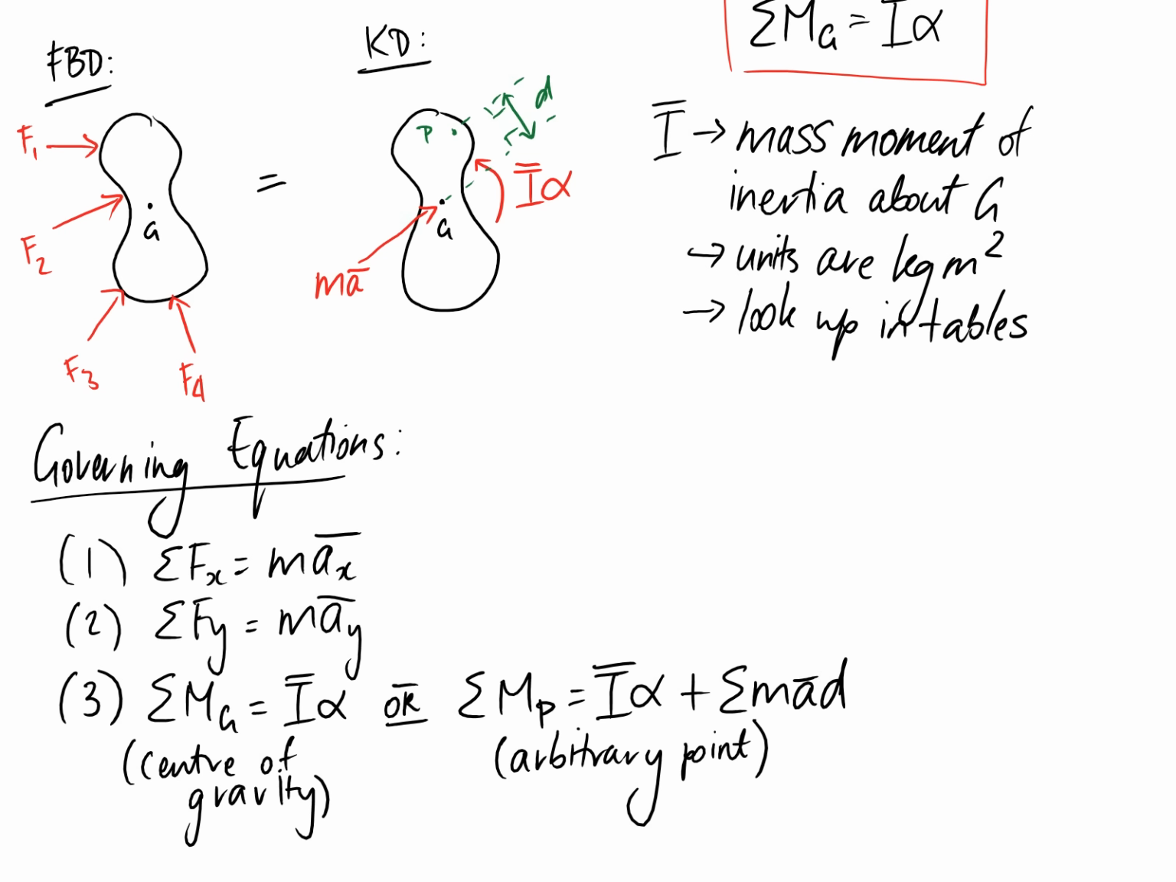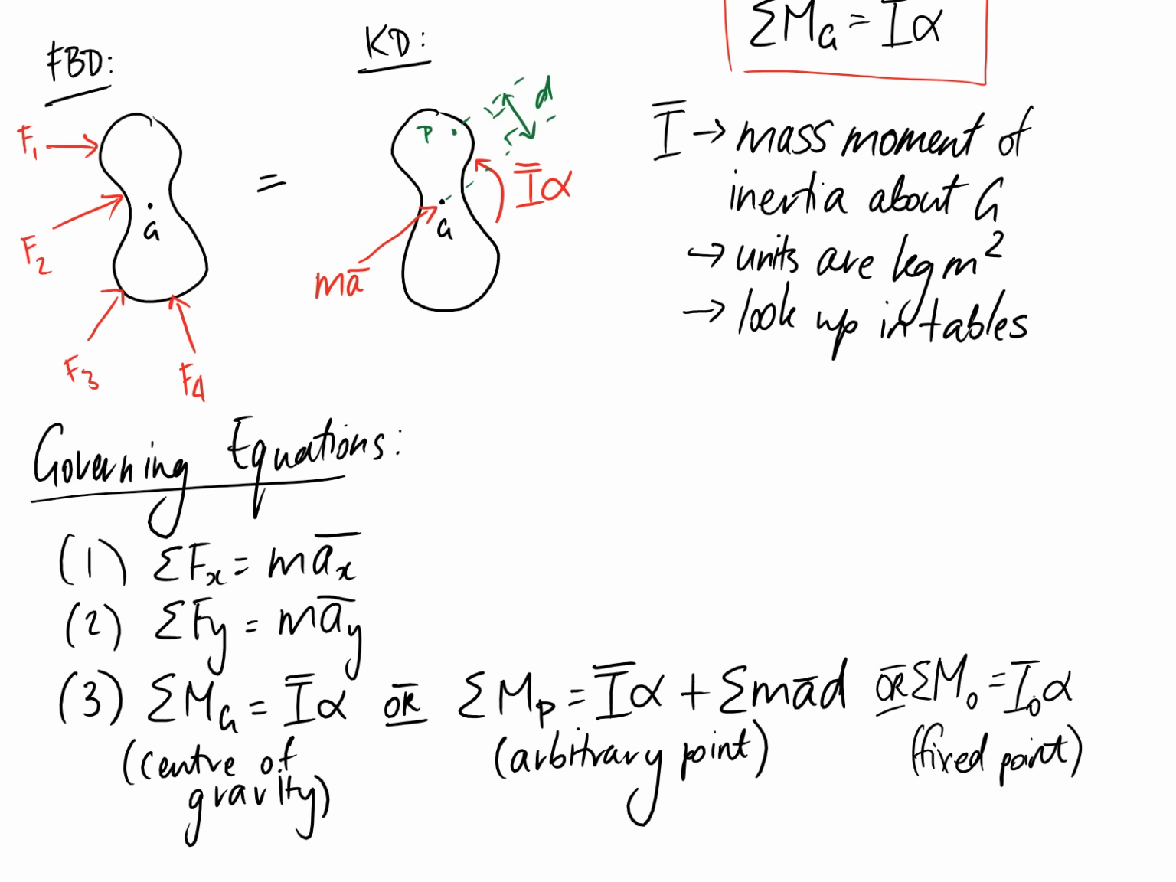You have one other option for summing your moments, and that's if you sum about a fixed point, which we'll call O. The equation for that becomes the sum of the moments about point O is equal to I_O times alpha. What changes here is that you need to calculate your I value about that fixed point, and again you should be able to look this up in a table for the equation.